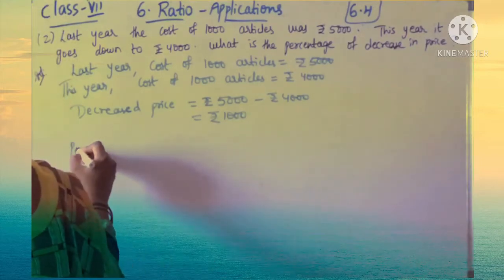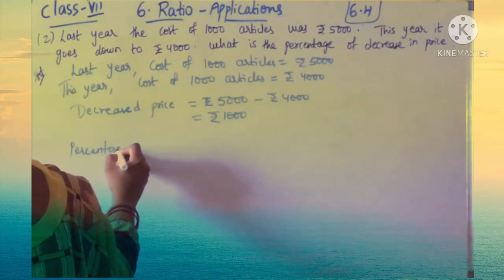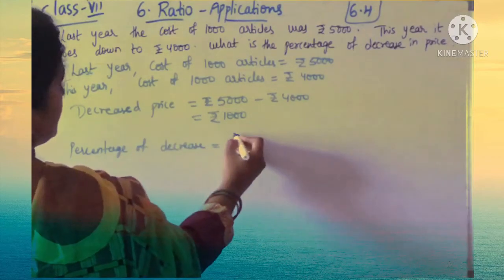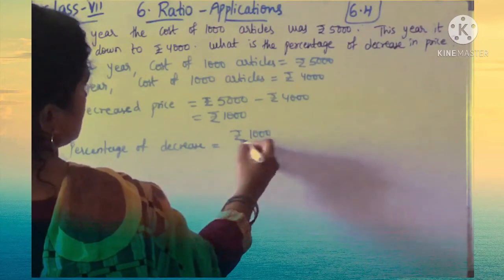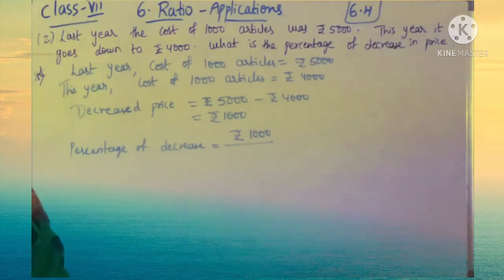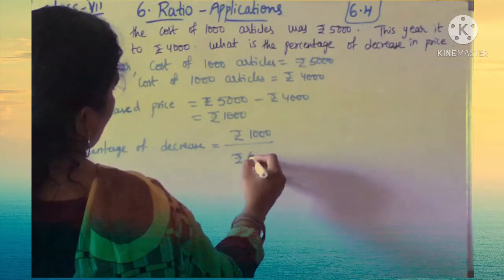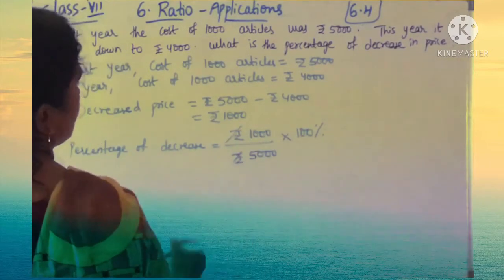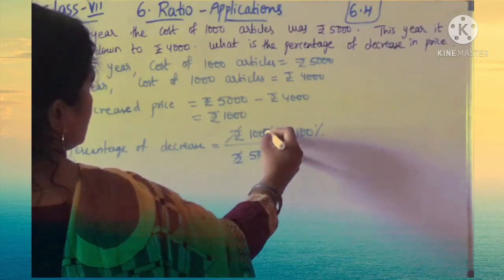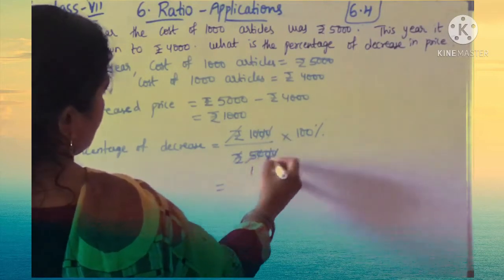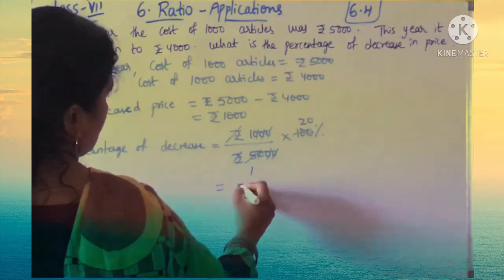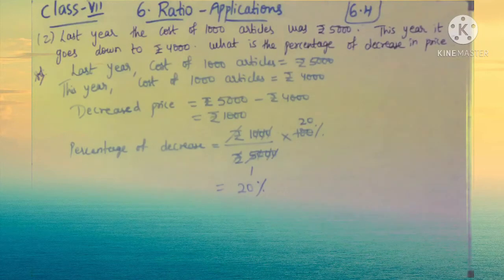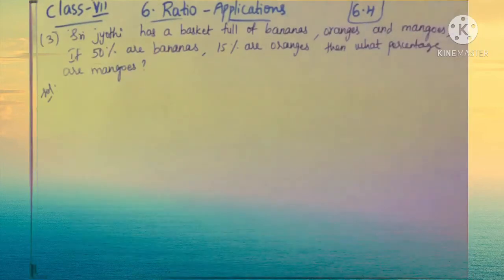Now we will find the percentage of decrease. So how much decreased here? 1000 rupees decreased. On what is it decreased? It is decreased on rupees 5000, into 100%. Here the rupees gets cancelled. The zeros get cancelled. With 5, when you cancel, it is 5 20s are 100. So how much was the percentage of decrease, children? 20% is the answer.